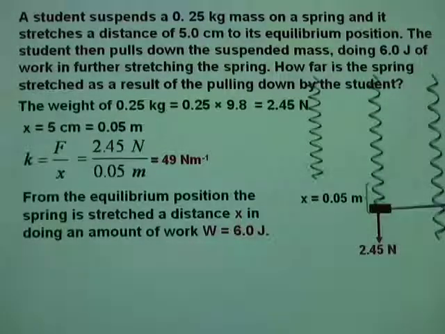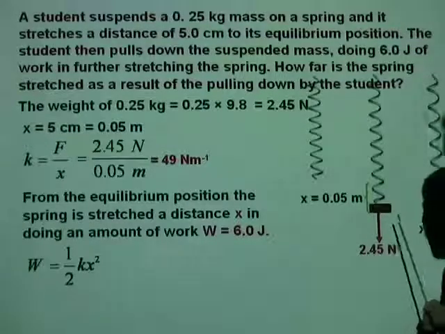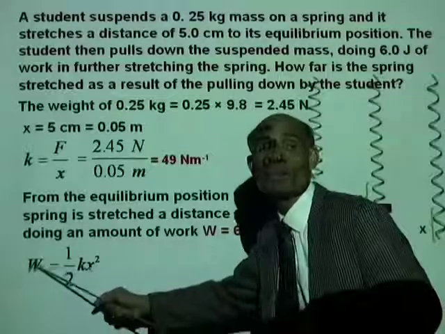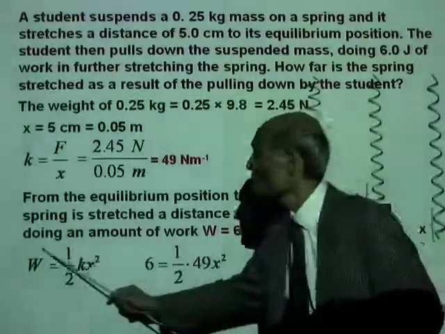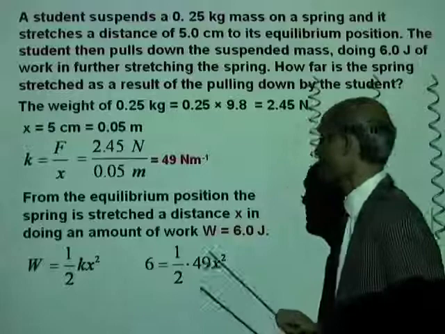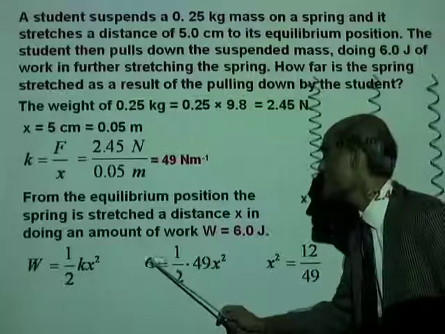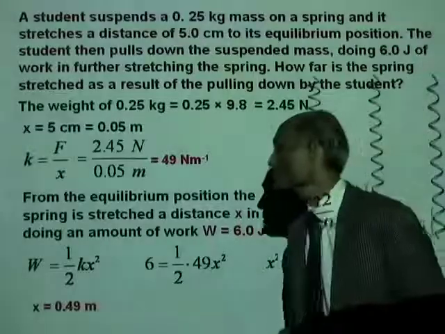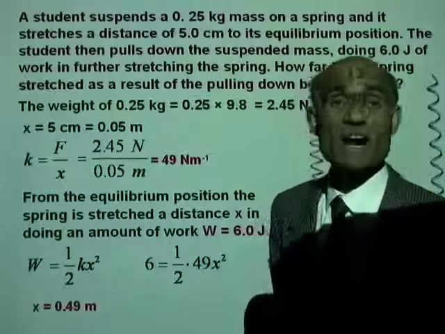So the student does an amount of work in stretching the spring by an additional distance x. Now W, the work done, equals 1/2 kx squared. And we can now replace W by 6 joules. K is known, and therefore we can solve for x squared. x squared is 6 times 12 divided by 49, and that will give you x equal to 0.49 meter, which is 49 centimeters.